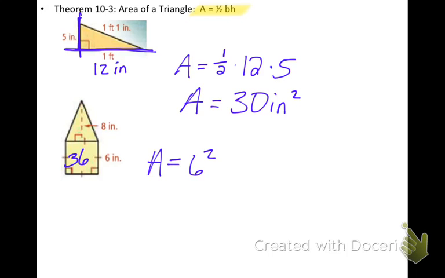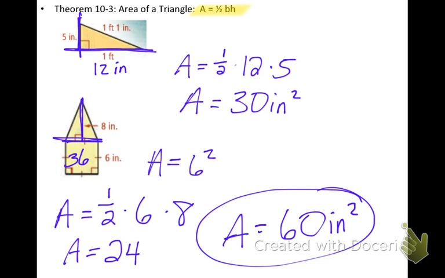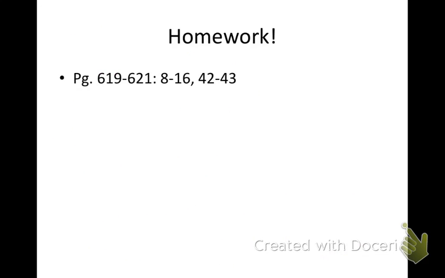And then the second one, my triangle up at the top, my base is going to be the bottom, and so my area is equal to 1/2 the base, which is 6, and the height, which is perpendicular to the base, and so it'll be 8. And so my area will be equal to 24. So we've got 24 and 36, I can add them together, and so the area of the whole thing is equal to 60 square inches. And that's it. There we go.